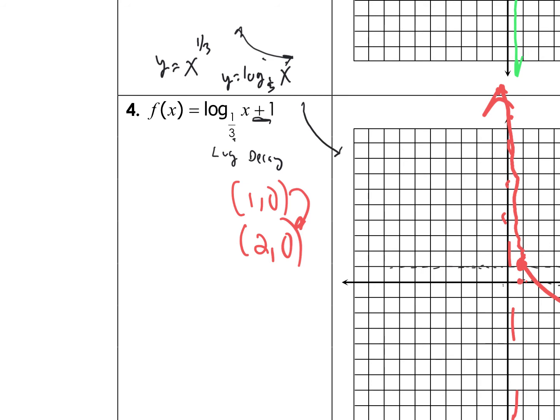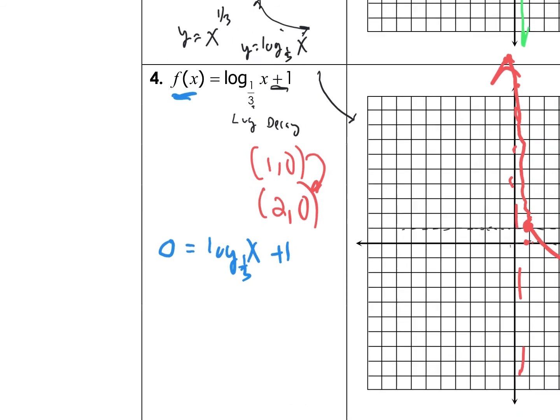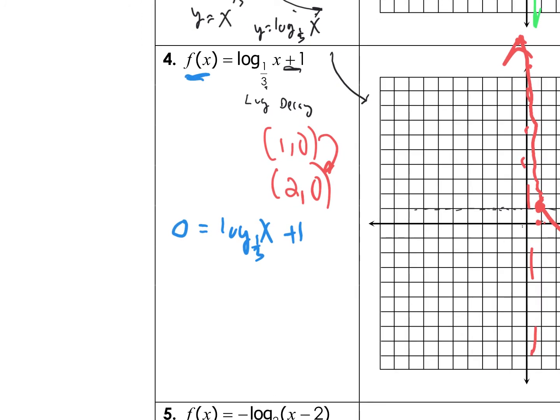if I want to find out what happens when y is 0, that's this bad boy here. If y is 0, log base 1/3 of x plus 1. Okay, let me try to solve this for x. That's what I want to find out. I want to know what x is when the y is 0.